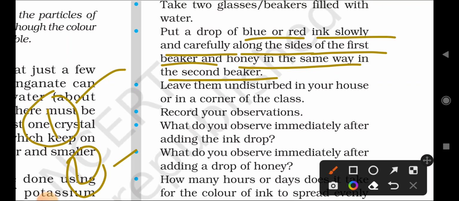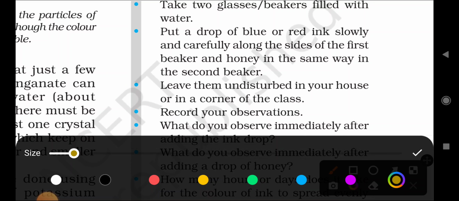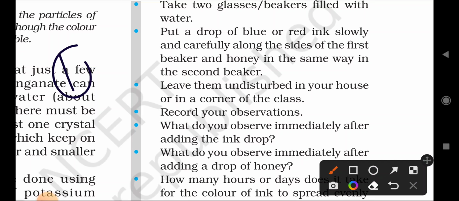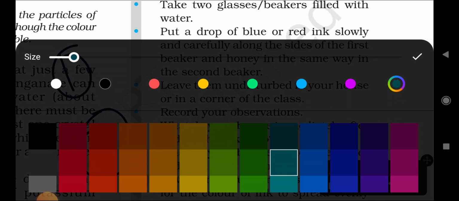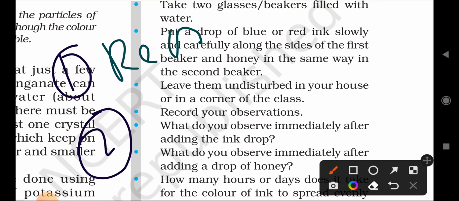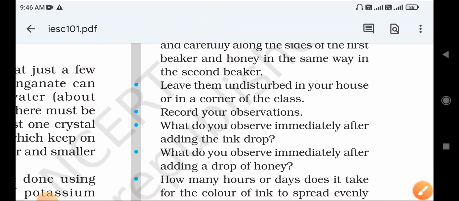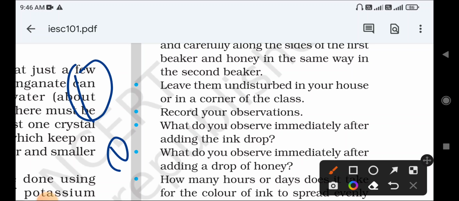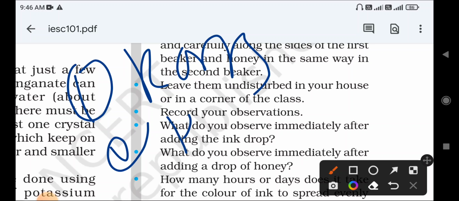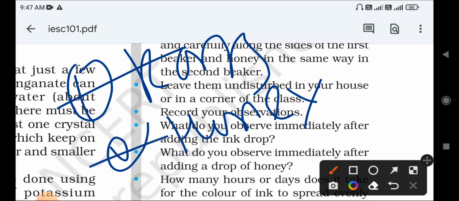In the first beaker we added the water, and carefully along the side we added a red ink or a blue ink. In the second we added only honey. So the second beaker has honey added, and the first has red or blue ink. So first beaker: red or blue ink, second: honey.